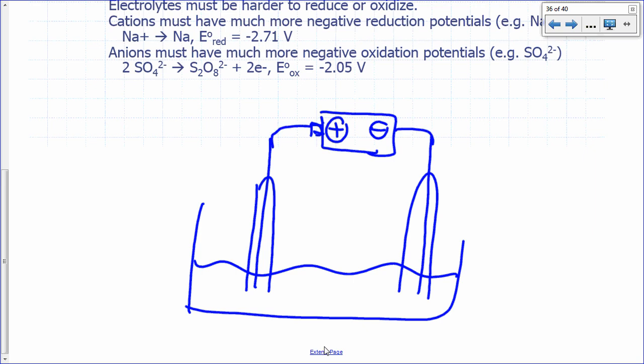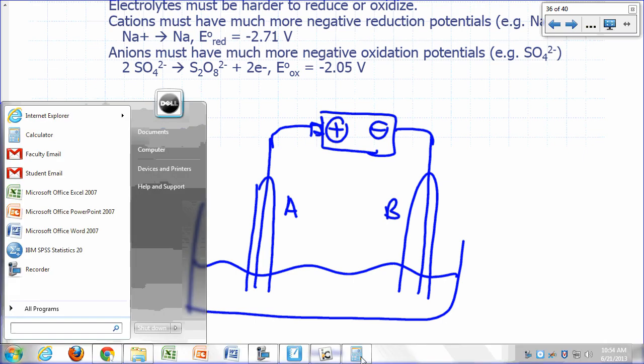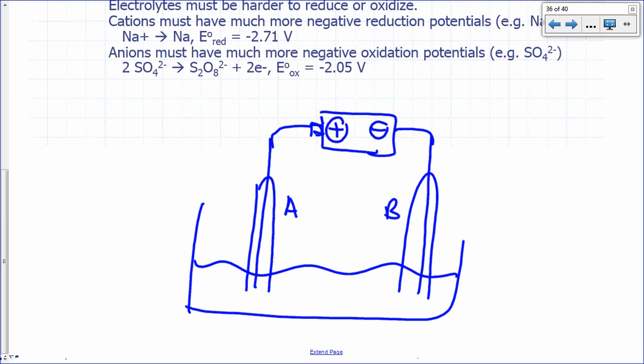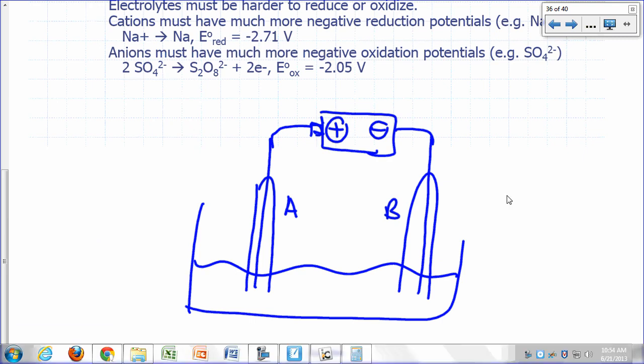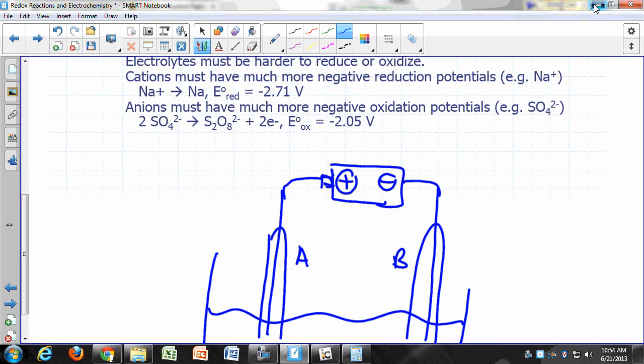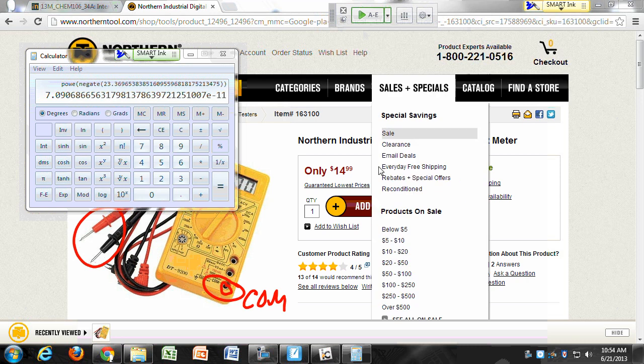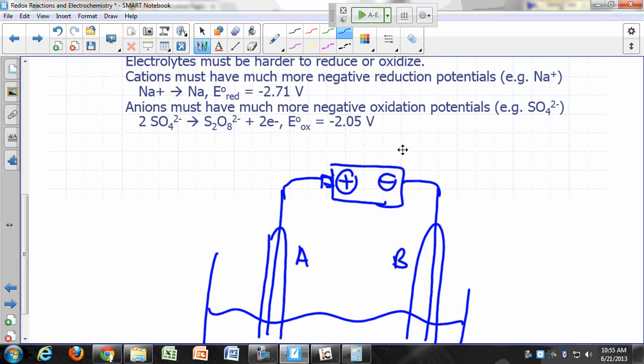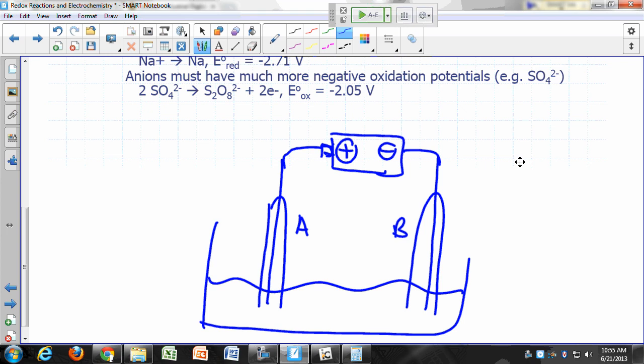Okay, let's do a clicker question here. Where is the cathode and where is the anode? Did I stop the clicker? Oh, I still have it. Okay. All right, what's my question? Where is the anode? Is it A or B? This is an electrolytic cell, okay? Where is the anode?